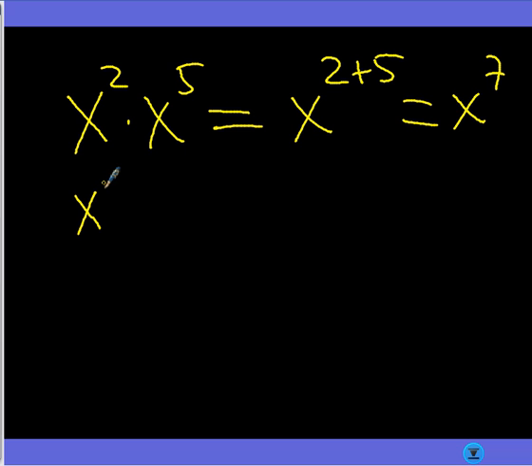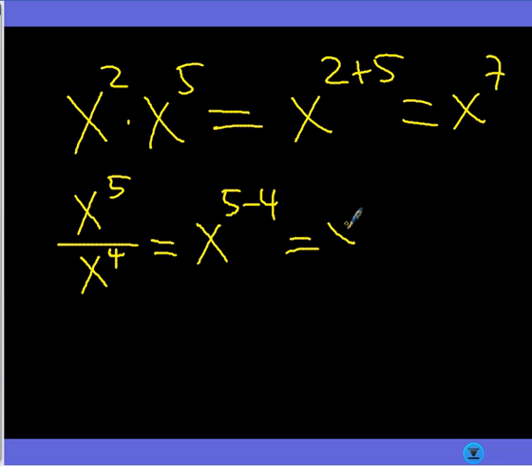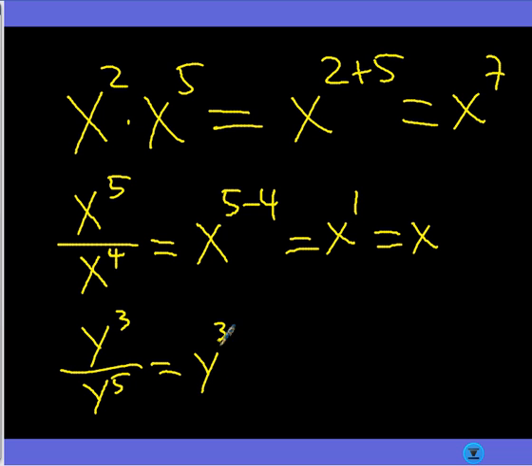Divide numbers of the same base. Subtract exponents. Bear in mind, the denominator might have a bigger exponent. Y to the negative 2, so then I've got to put that in the denominator. There's nothing else there, so I've got to put the 1.